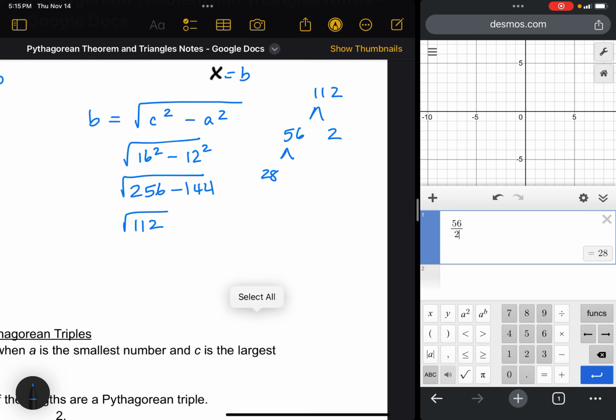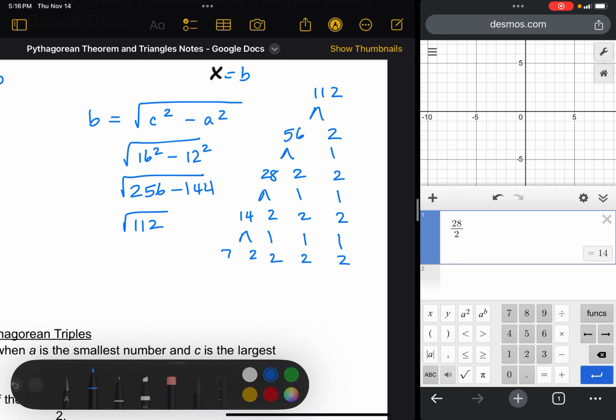And 2, and I'm bringing that 2 down. You cannot lose your 2's along the way. 28, I can divide again. So 28 divided by 2 is going to be 14 and 2, and I still have the other 2's. Dividing yet again because I have to get down to all prime numbers. So notice now I'm at all prime numbers.